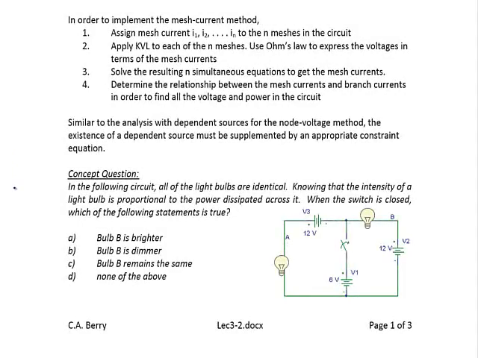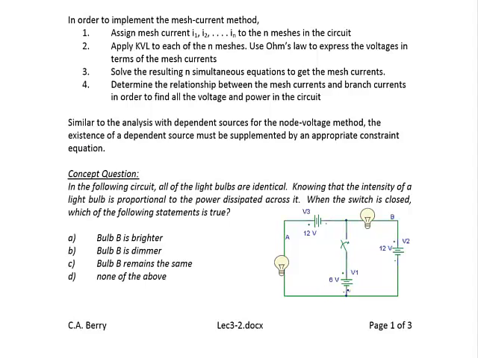Okay, let's look at a concept question. In the following circuit, all of the light bulbs are identical. Remember, identical means same resistance. Knowing that the intensity of a light bulb is proportional to the power dissipated across it, when the switch is closed, which of the following statements is true?